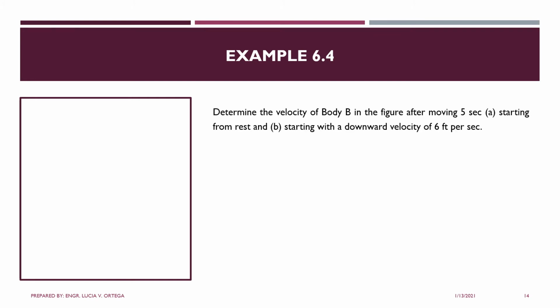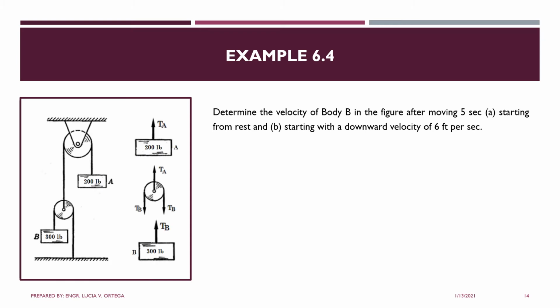Okay, now let's discuss example 4. Determine the velocity of body B in the figure after moving 5 seconds starting from rest and starting with a downward velocity of 6 feet per second. So this is the diagram. It is similar to the problem we solved in chapter 2, only in that problem, we are solving for acceleration. We also solved this problem in chapter 5. However, the masses of A and B are interchanged. A is 300 pounds and B is 200 pounds.